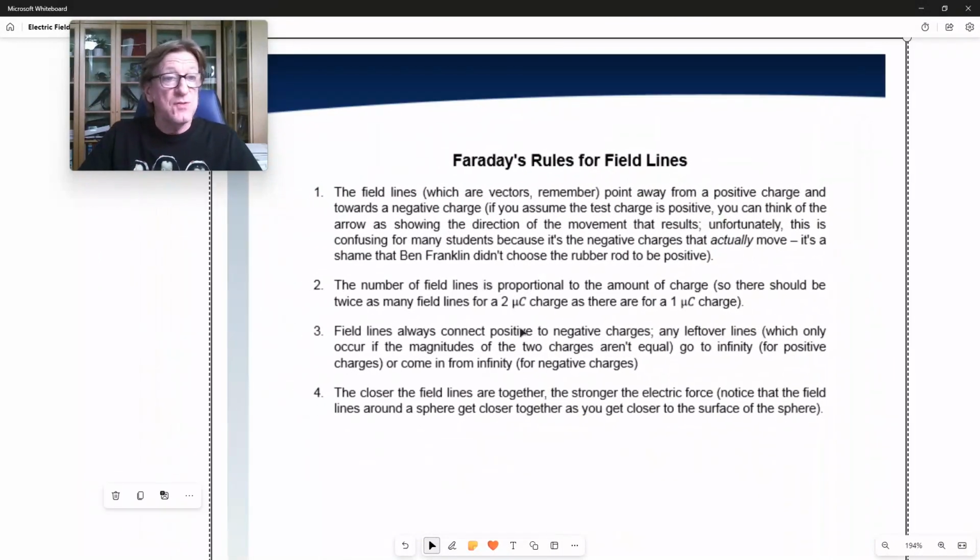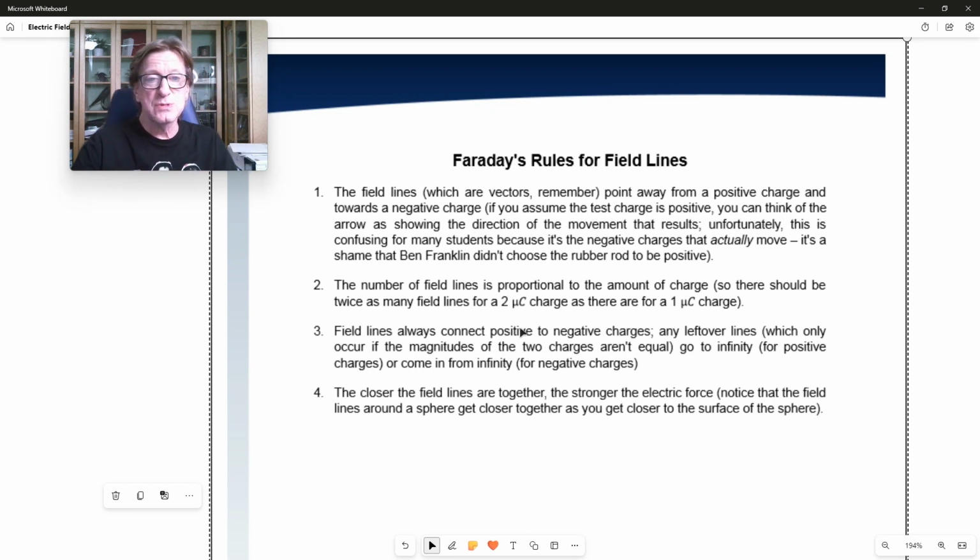So these field lines are vectors, and we need them to be vectors. The reason for that is because if I have an electric charge and I drop it, I want to know in which direction it's going to move, not just how fast, but which direction. And so that necessarily means that it's going to be a vector.